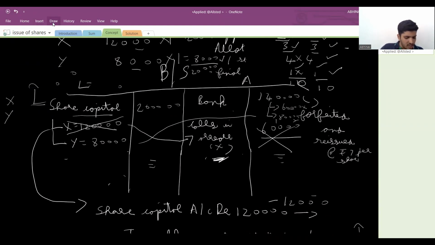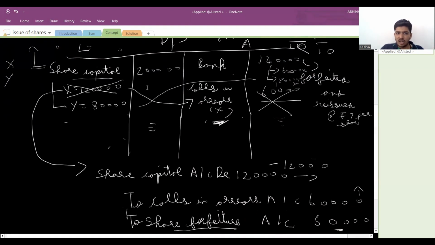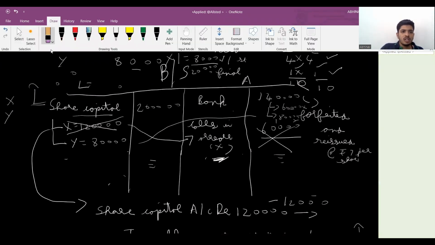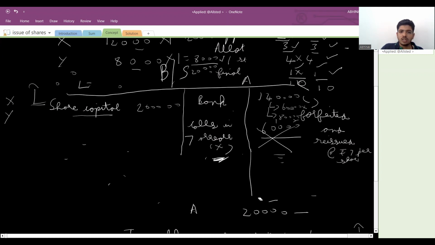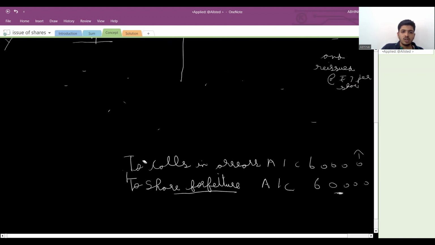Now, what is left in the balance sheet? This 1,20,000 is reduced. This 60,000 also is reduced. And a new head, share forfeiture, is created. Now, let's clean the balance sheet down. Let's erase this part. This entry also is not required anymore. Calls in arrears is also reduced from your balance sheet. This entry is already there on the second next page.